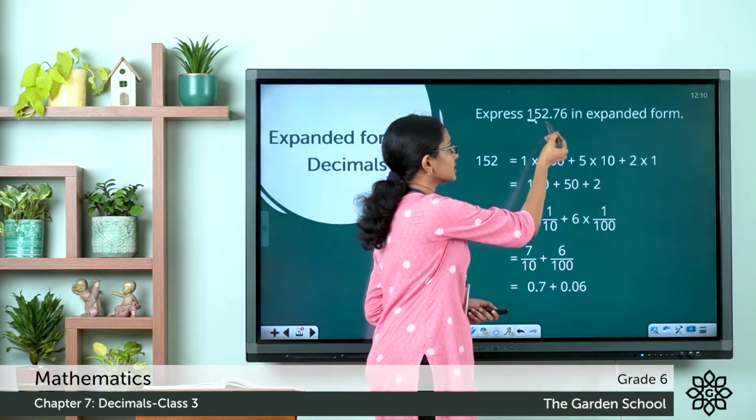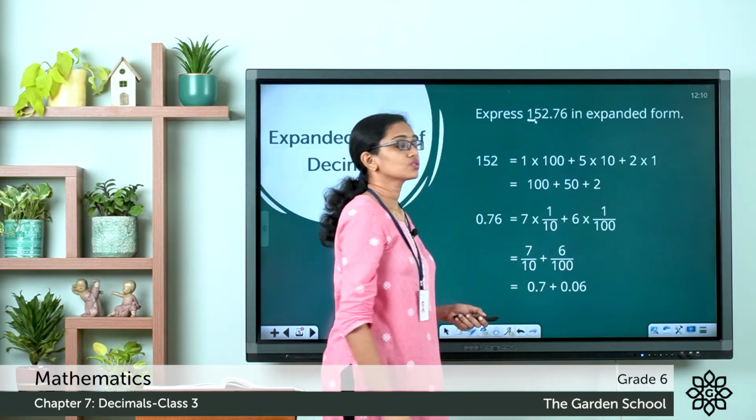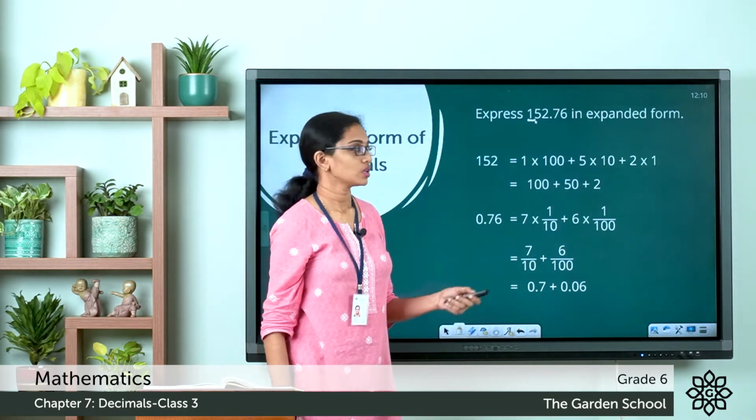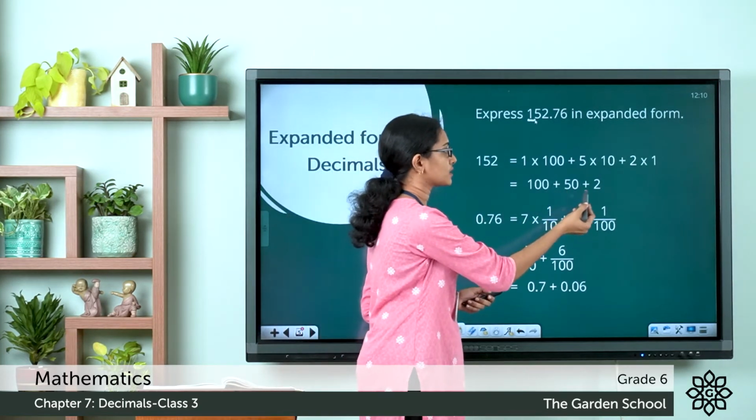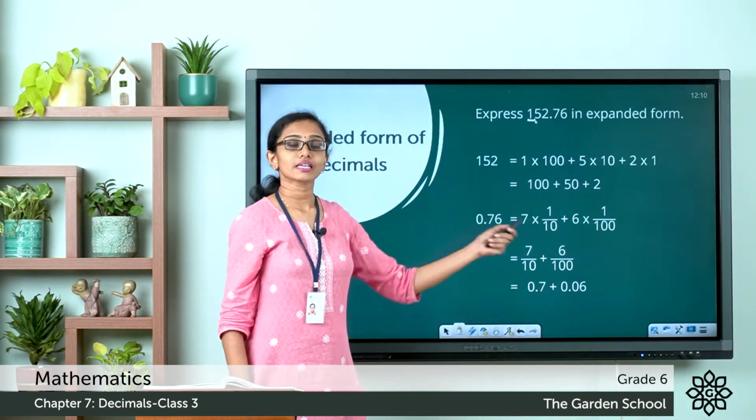Now, the digit 2 is in ones place. So, its place value is 2. So, 152 can be written as 100 plus 50 plus 2. Now, let's come to the decimal part.